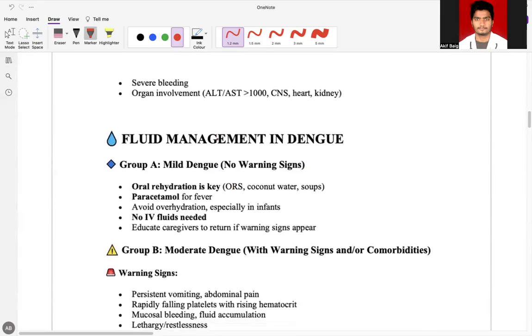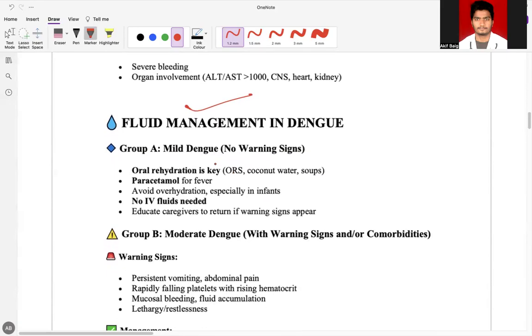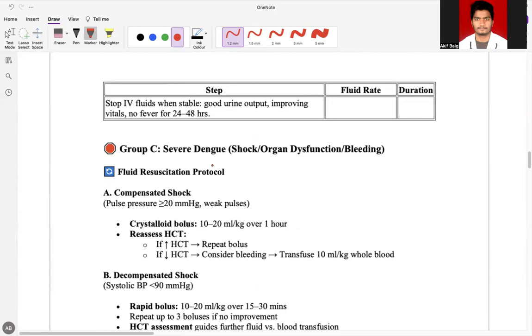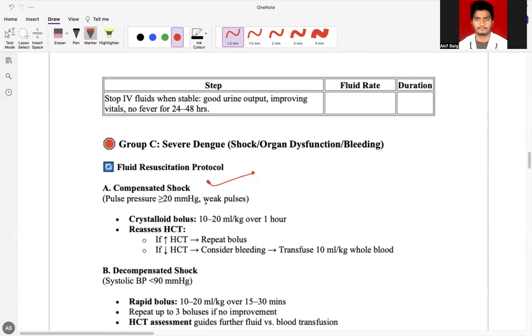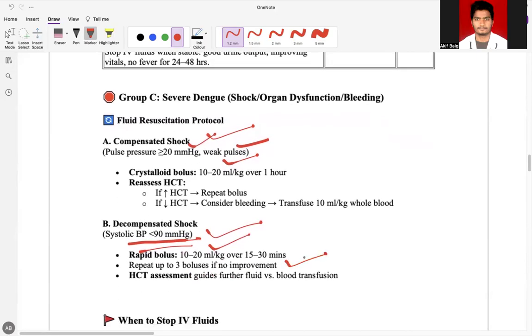So for severe dengue, as we discussed, fluid management is as follows. You look for compensated shock. That means the patient has a pulse pressure of more than 20 millimeters of mercury with weak pulses. You give a bolus of 10 to 20 ml per kg per hour over 1 hour. And decompensated shock means systolic BP is less than 90. If the patient is like that, then you should give a rapid bolus. Repeat up to 3 boluses if no improvement. So more aggressive fluid therapy is given for patients with decompensated shock.